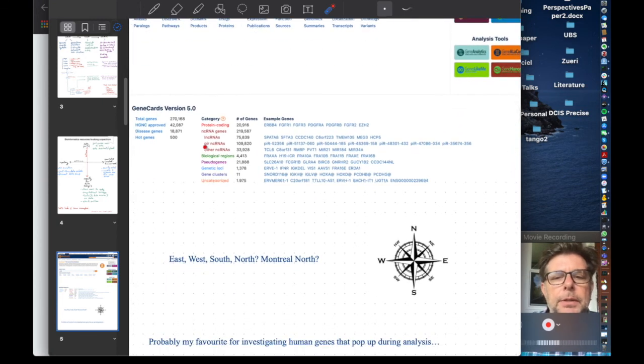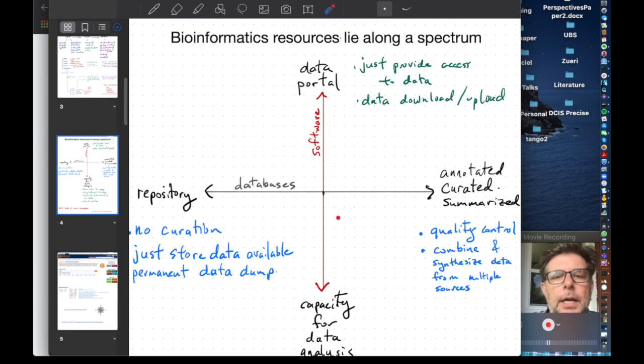As we work our way through the examples, we might consider our little compass from the previous slide of where different resources sit. What I would say here is that GeneCards is really well annotated. It sits close to this end of the spectrum down here, and it's mostly a data portal with not really much room for analysis. So I would put GeneCards somewhere down here, but we can talk about it in the lecture time, and I can be convinced otherwise.